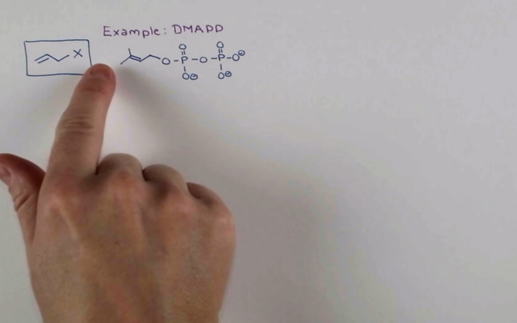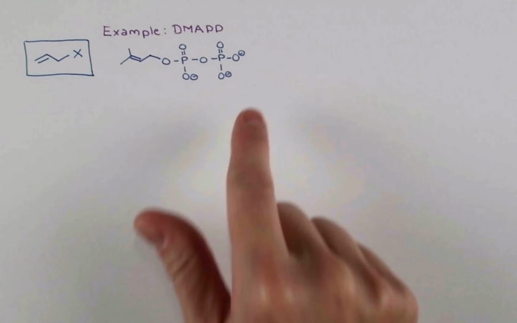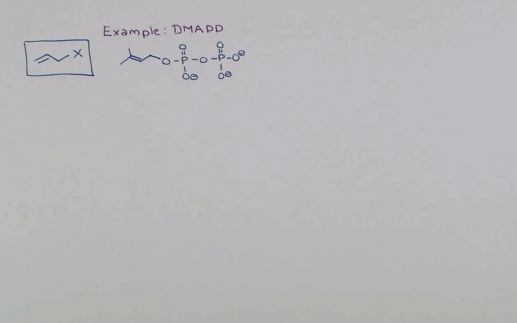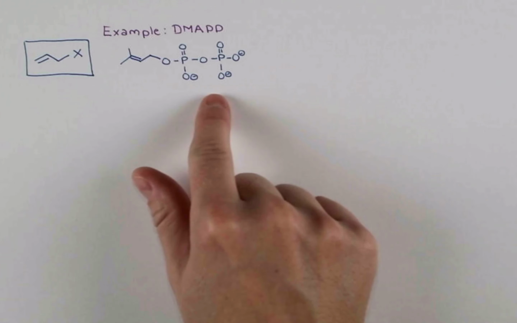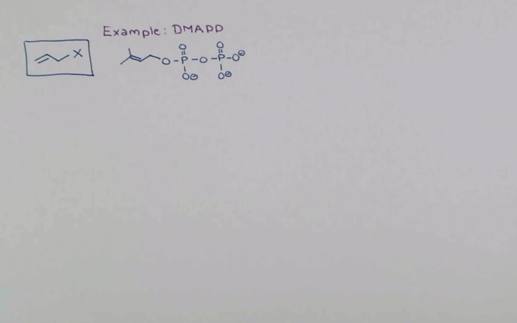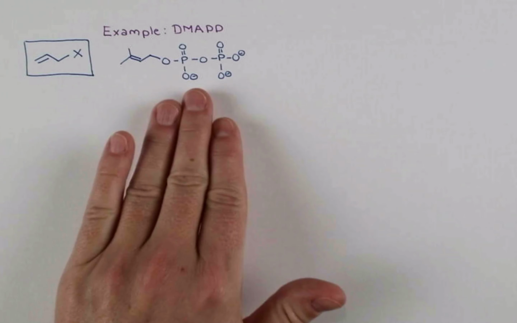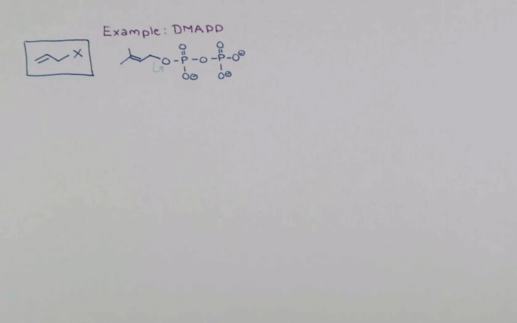Let's use a biological example. This compound, dimethylallyl pyrophosphate, is a precursor to steroids in biochemical pathways. This pyrophosphate group, or the two phosphates linked together, can be thought of as X, just a good leaving group. It's widely accepted that this pyrophosphate group leaves on its own, and in this SN1 reaction, forms a primary allylic carbocation. This is possible because there's extra stabilization in this molecule.